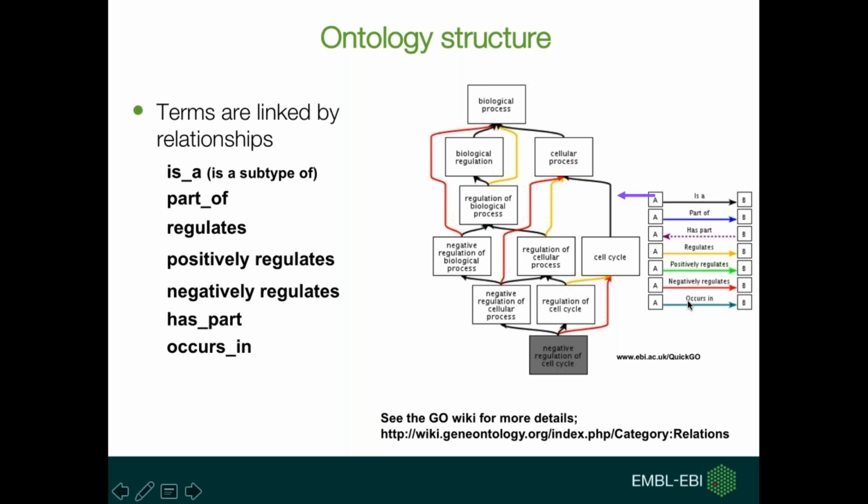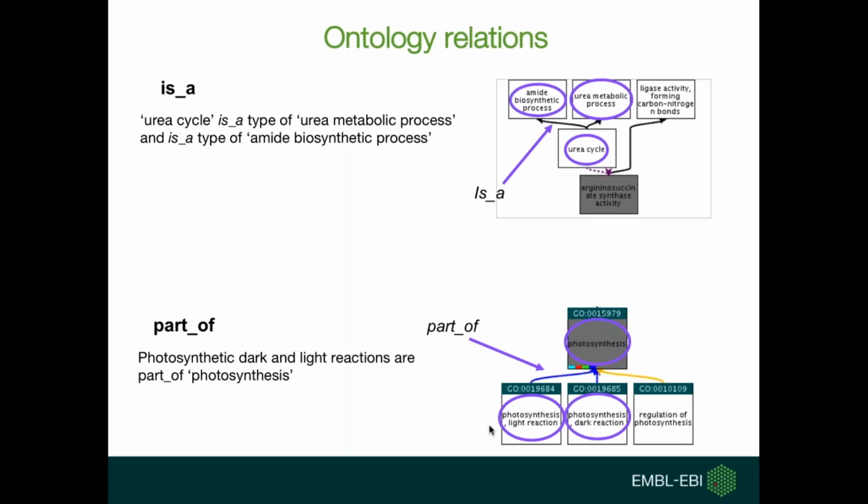And these relationships are is-a, or rather is a subtype of, part of, regulates, positively regulates, negatively regulates, has part, and occurs in. And if you'd like more information on these, in particular for you to read, you can follow the web link there. But I'll tell you briefly about them in a very generalized format. So the first relationship we'll look at is is-a. So we'll use the example of the urea cycle here.